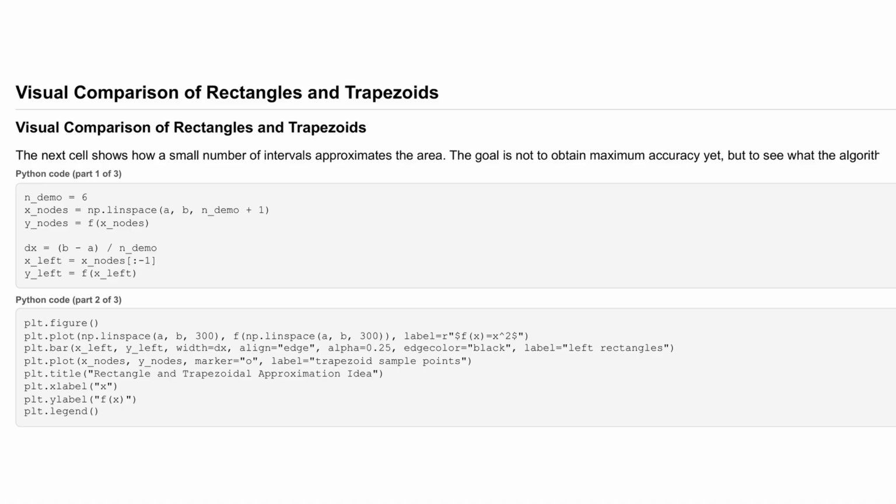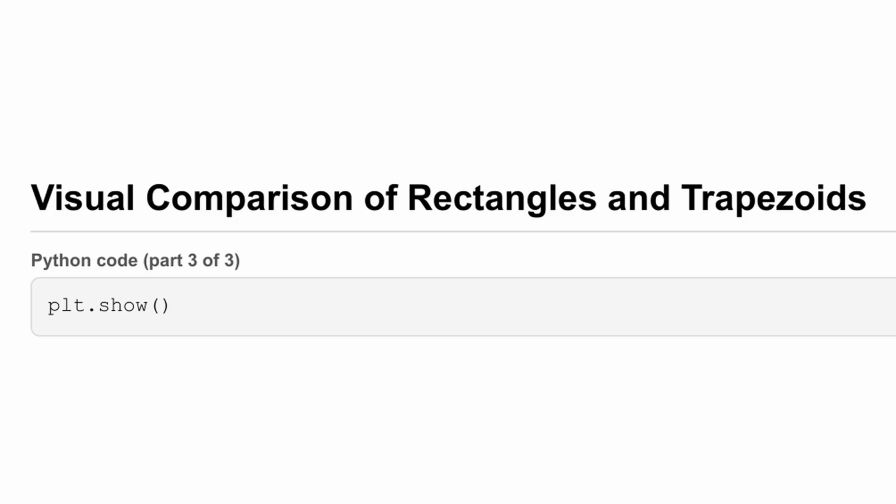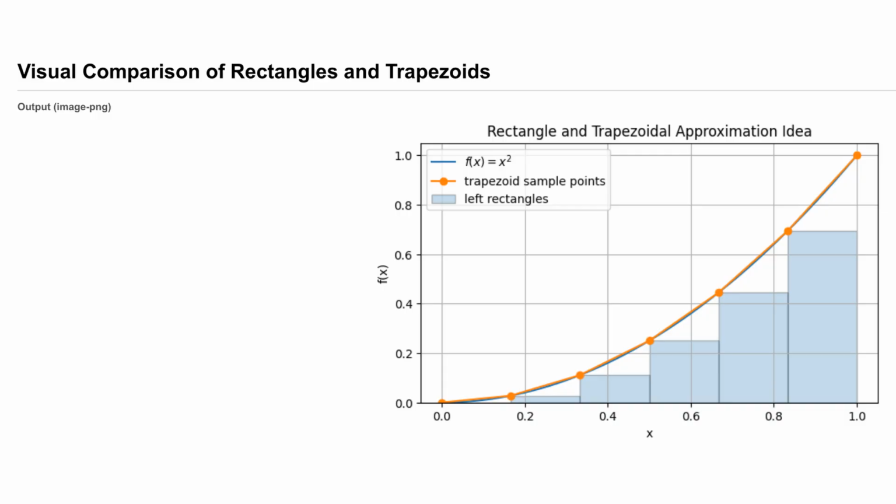To understand why these methods differ, we can visualize the rectangle and trapezoid approximations. We will use a very coarse grid of just 6 subintervals to make the geometric differences obvious on our plot. We plot the true function curve, overlay the left-aligned rectangles, and explicitly mark the sample points that the trapezoidal rule would connect with straight lines. Geometrically, you can see that the left rectangles systematically underestimate the area for this continuously increasing function. The trapezoidal rule, which connects the orange dots, follows the curve's shape much more closely, explaining its superior accuracy.